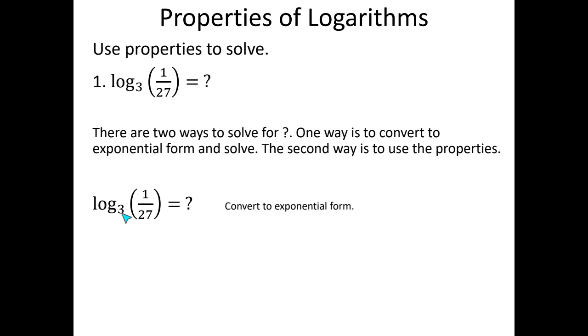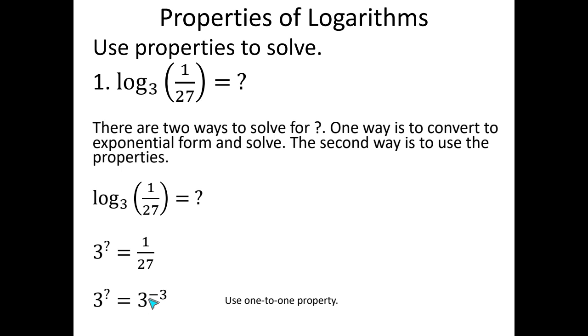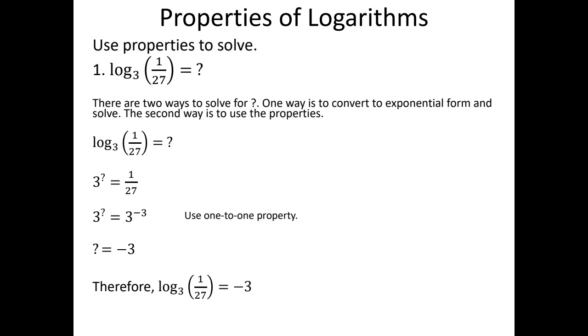So my base is 3. So I'm going to write 3. What is this log equal to? It's equal to the question mark. So I'm going to have 3 to the question mark is equal to 1 divided by 27. Can I use the one-to-one property here? Not the way it's written, but 27 is the same as 3 times 3 times 3. So we can rewrite it as 3 to the negative third. And now since they have the same base, I can set the exponents equal to each other. So question mark is equal to negative 3. And so this log, my answer is negative 3.